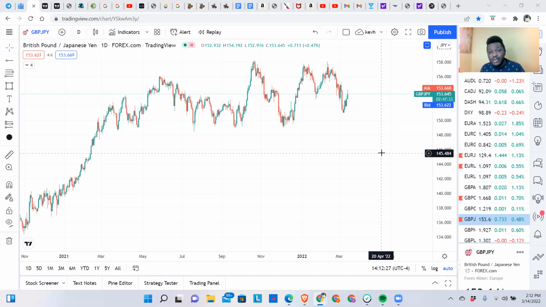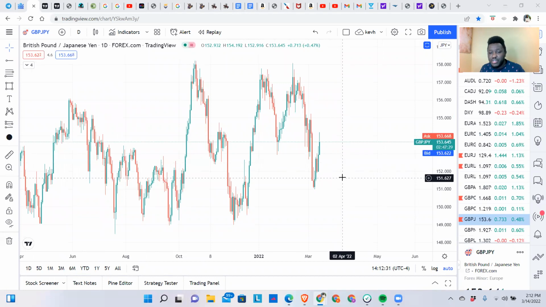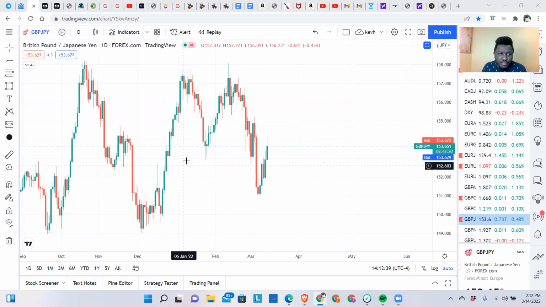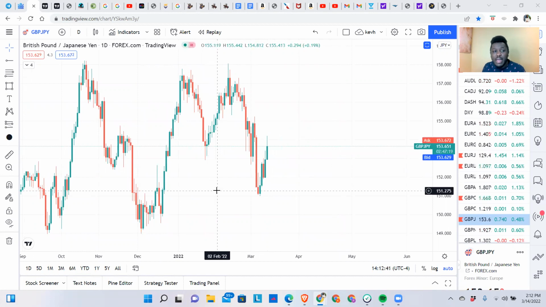I'm currently looking at GBP JPY. I just want to analyze this trade real quick for us, and hopefully in the process we also get to learn something as we do this. So I'm looking at GBP JPY on the daily time frame. This is going to be a really short video, but it's going to be immensely helpful for us for sure.